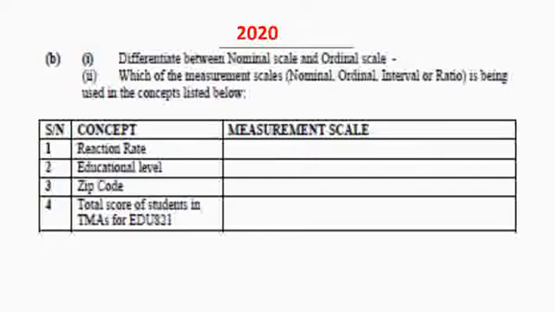The first question is to differentiate between nominal scale and ordinal scale. The second question is to determine the measurement scale that is used for the measurement of the data or concepts provided here on the table: reaction rates, educational level, zip code, total score of students in TMAs for EDU821. I believe by the end of this discourse, we're going to be able to answer all these questions.